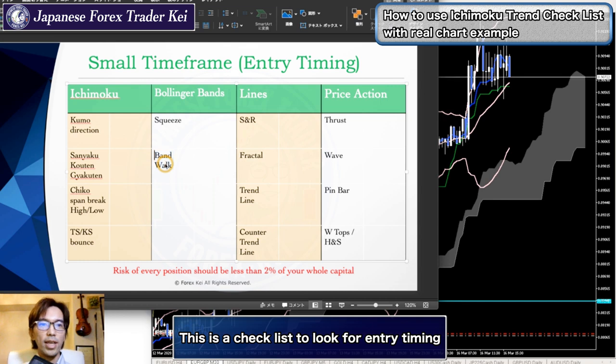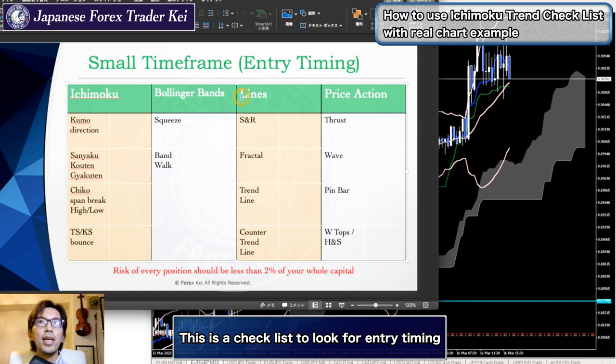And also lines, right? These are pretty basics too, but you can look at the support or resistance line. Or you look at the fractal, and you look at the trend line and the counter trend line to capture the line breakout, to take trades, or to look for the support or resistance by the lines to take trades according to the direction of the major trend.